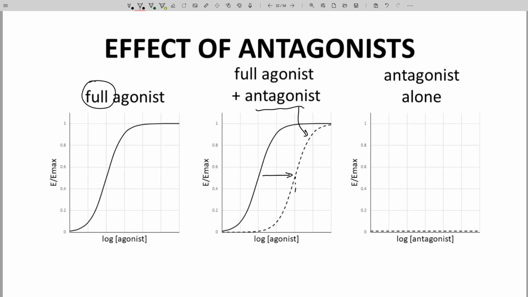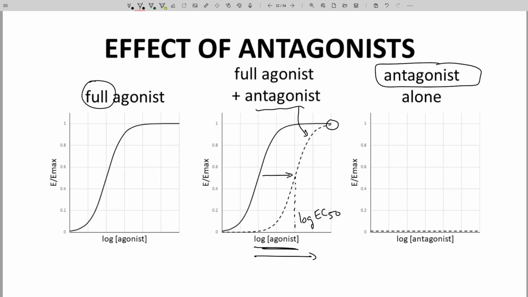It raises the EC50 value of the agonist. The antagonist makes the agonist less potent. In the case of a competitive antagonist, if you add enough agonist, that's the ligand on the x-axis, we eventually do still get to a full response, but it will require a higher concentration of the agonist. On the right is a receptor with just the antagonist present.